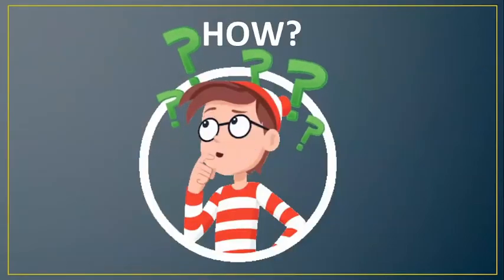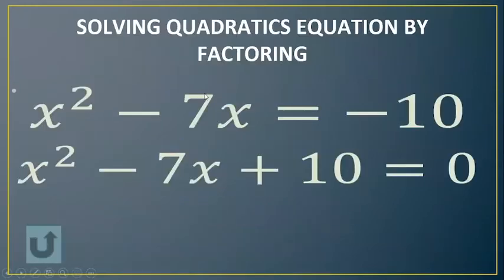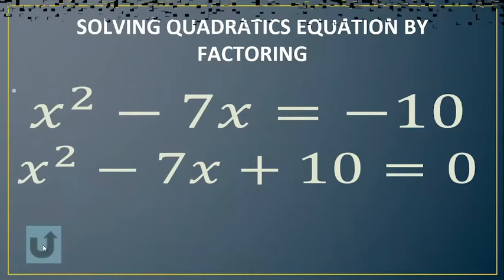How are we going to use those factors in our learning today? We have to know how to factor expressions because that's how we're going to solve quadratic equations. Here are the steps in solving a quadratic equation. First, write the given quadratic equation in standard form. If our given is x squared minus 7x equals negative 10, we rewrite it by transposing negative 10 to the other side. So we have x squared minus 7x plus 10 equals 0.